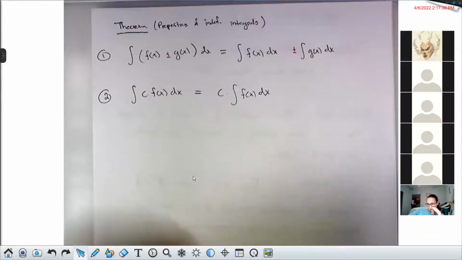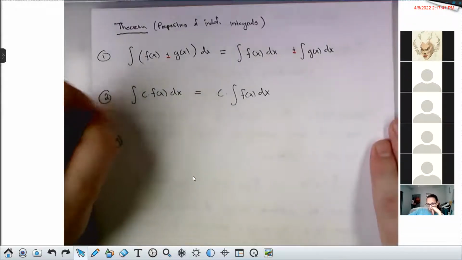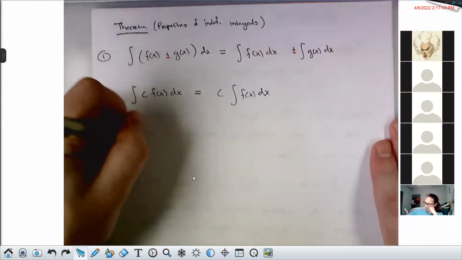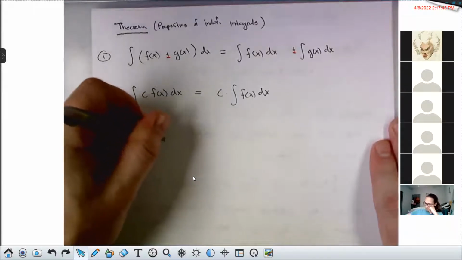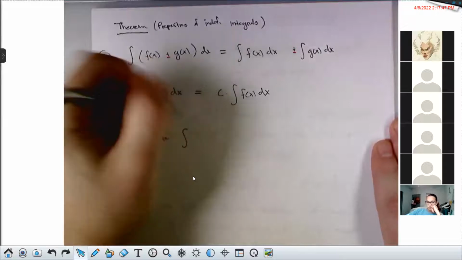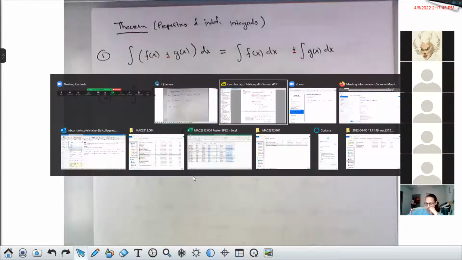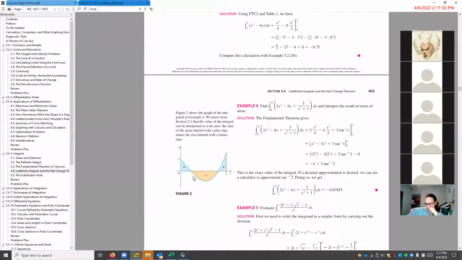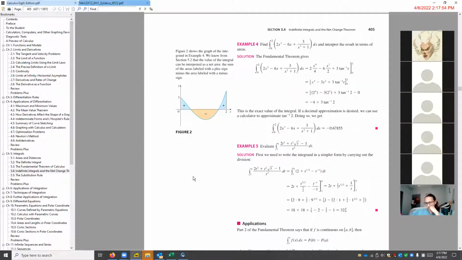Okay. Example time. We can do this one. Actually, we did sine over cos squared the other day, didn't we? Similar enough to this. Let's do something like that.